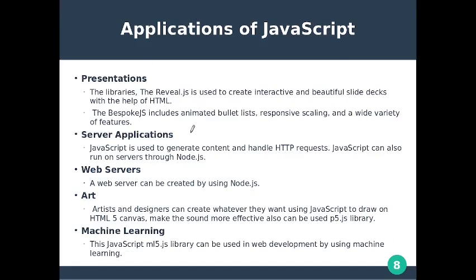Okay, then coming to presentations, we can create presentations and also slideshows. So we can use some libraries here. The reveal.js library is used to create interactive and beautiful slide decks with the help of HTML. Reveal.js is used for presentations, and bespoke.js includes animated bullet lists, responsive scaling, and a wide variety of features. So we can add more features to the slides using bespoke.js. So you have to note reveal.js and bespoke.js.